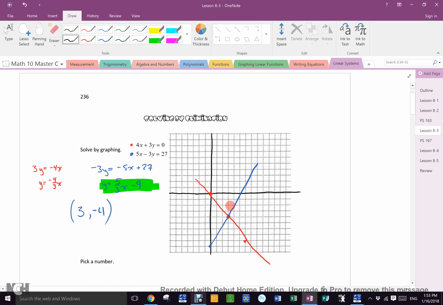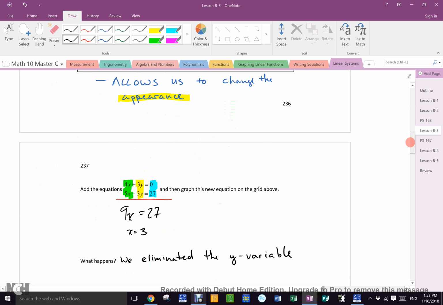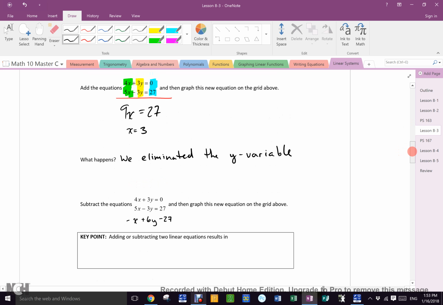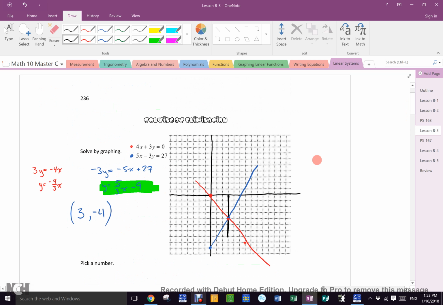If I go back to this graph and I put x equals 3 on it, doesn't it go right through the solution? It does. Now the other line we just made was this one. Negative x plus 6y equals negative 27. Don't bother doing this, just watch. What would you want to do to put that on this graph? Get y by itself. So 6y would equal x minus 27, right?